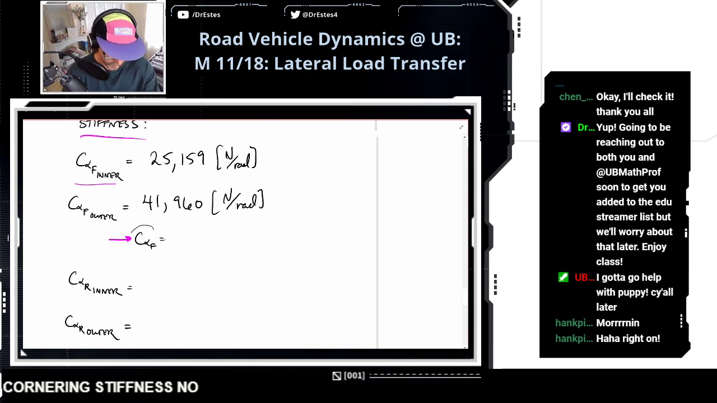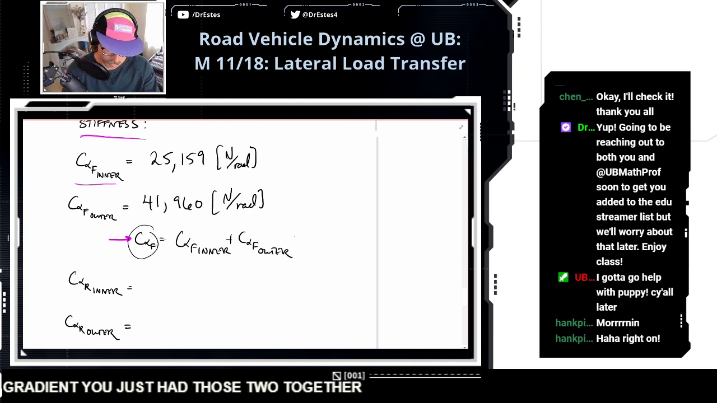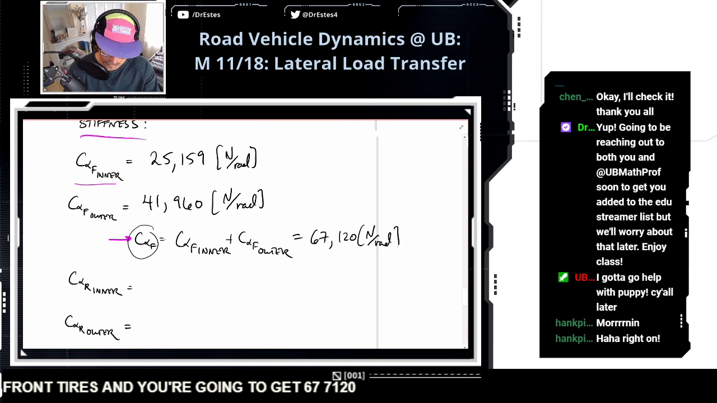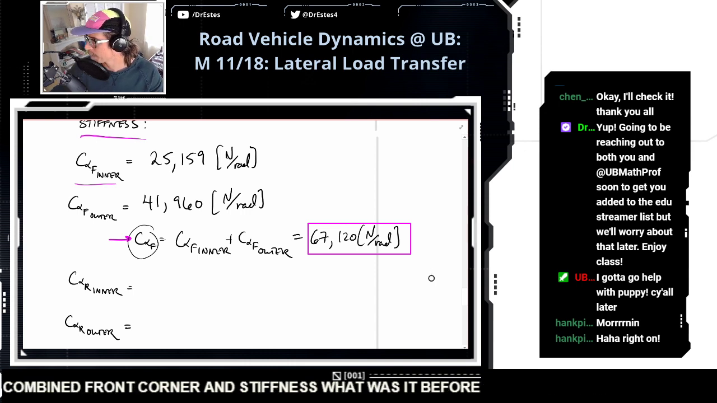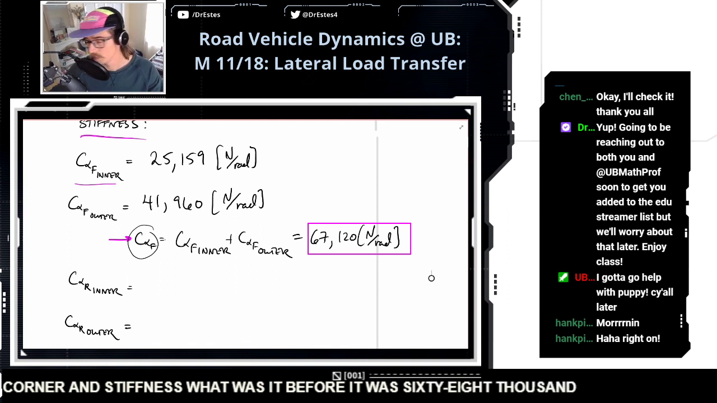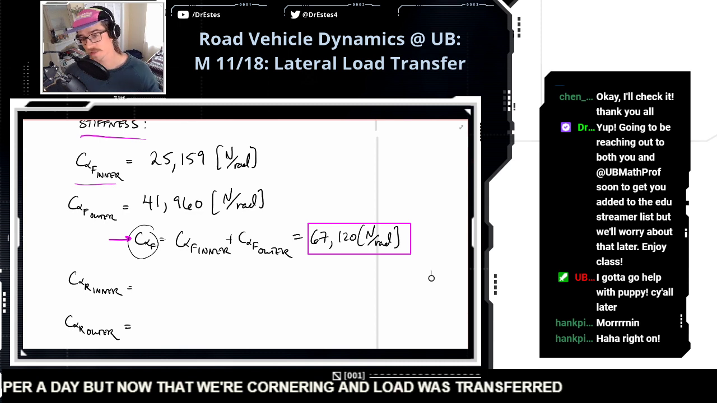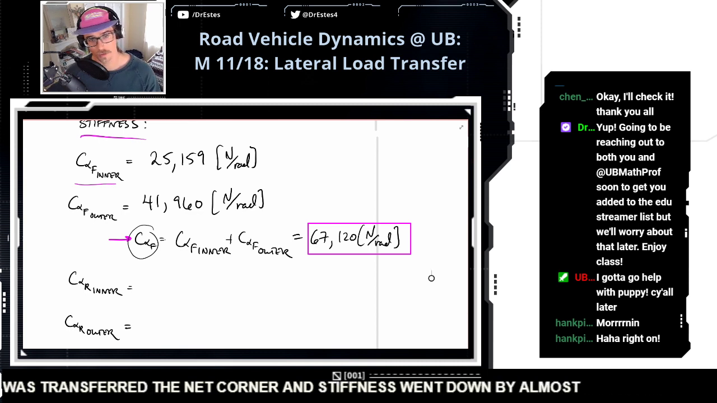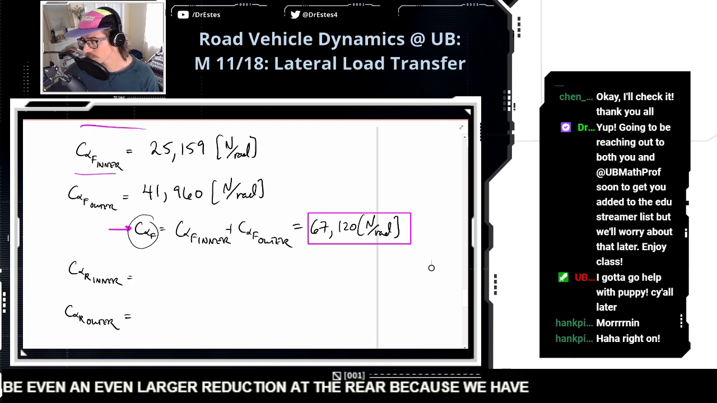Now, if we want to talk about the combined cornering stiffness at the front, which we're going to need to calculate the understeer gradient, you just add those two together, both your front tires, and you're going to get 67,120 newtons per radian of combined front cornering stiffness. What was it before? It was 68,000 before. So when the tires were statically loaded, 68,000 newtons per radian. But now that we're cornering and load was transferred, the net cornering stiffness went down by almost 1,000 newtons per radian. And it's going to be an even larger reduction at the rear because we have more load transfer at the rear.